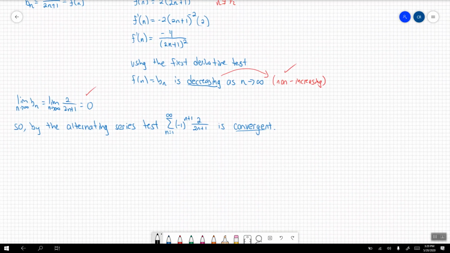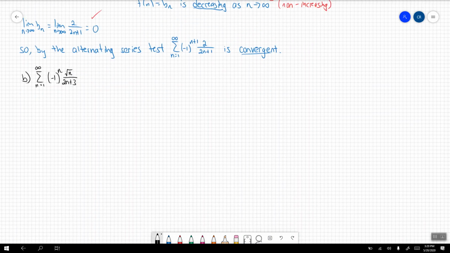Let's look at part B. So for part B, we're going to have this series where n is equal to 1, beginning at n equals 1, of negative 1 to the n, and then this is going to be the square root of n divided by 2n plus 3. So again, we have to test this series.